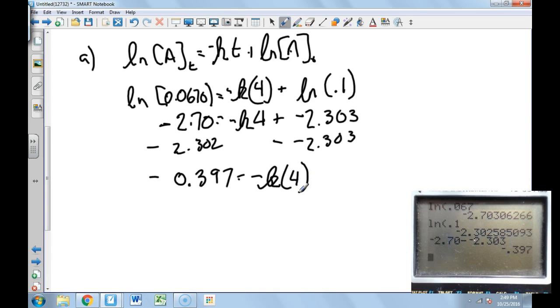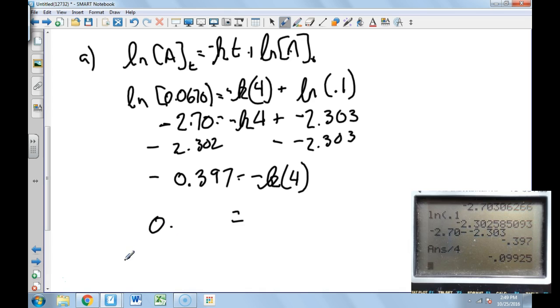So take away the negative, divide by 4. So we divide by 4, and we take away the negative because the negatives cancel. So we get 0.0995 equals k. And then the units, if you really wanted to get into it, are going to be 1 over minutes, since the unit of time is minutes.